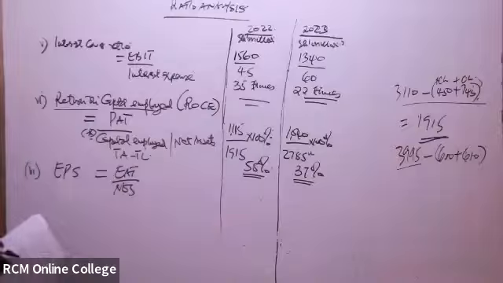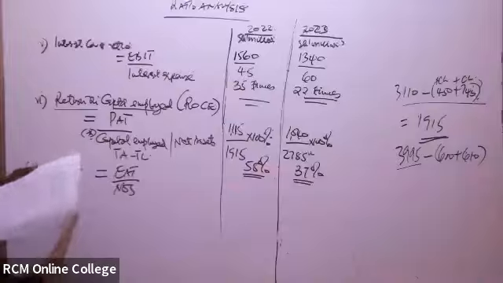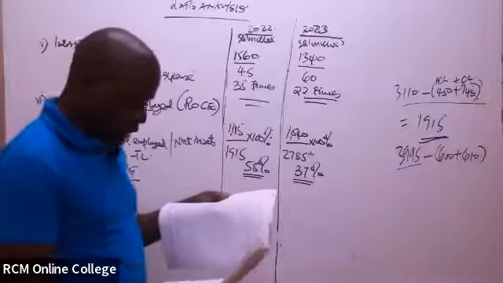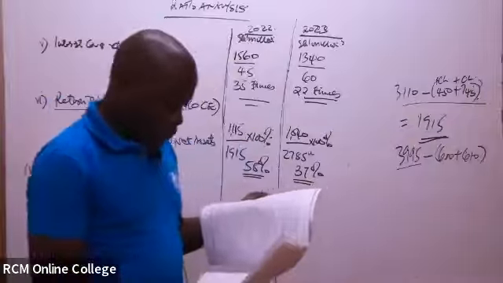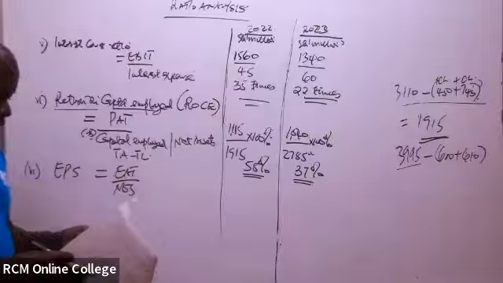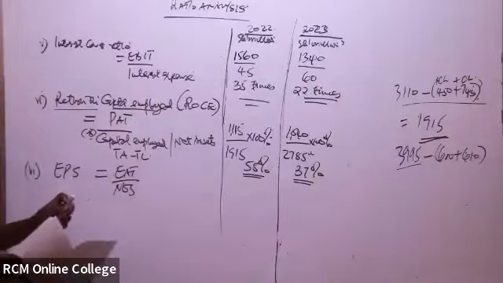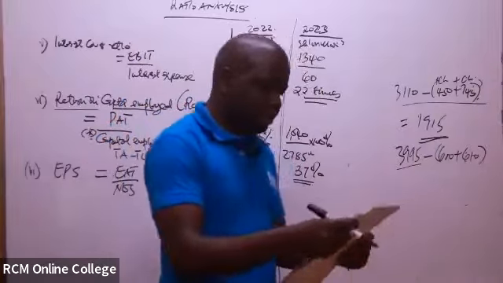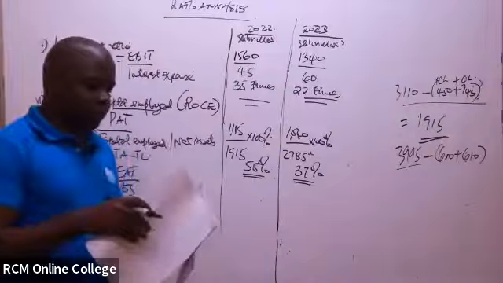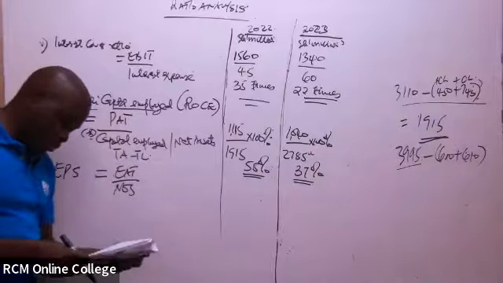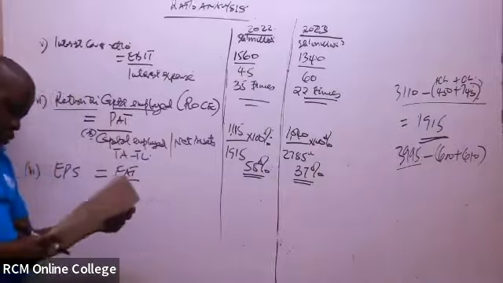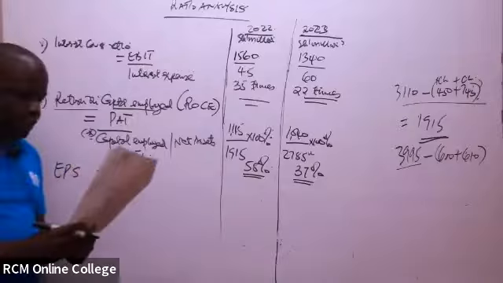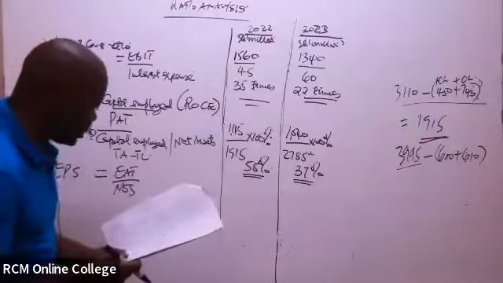You need to identify your ordinary shares. How many ordinary shares do you have? You can look at the statement of financial position, at the ordinary share capital, so that you can know how to get the number of shares. You've been told we have ordinary share capital of shillings 10 per share.